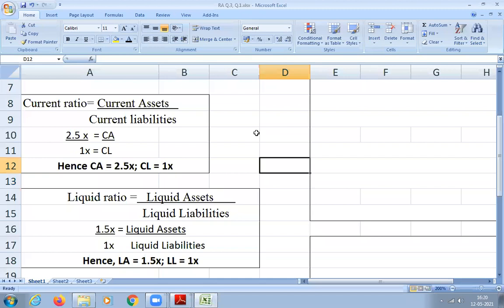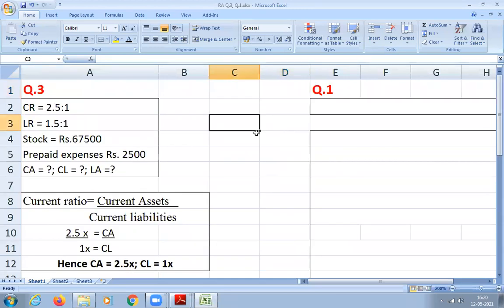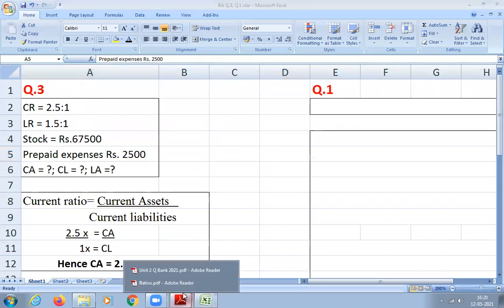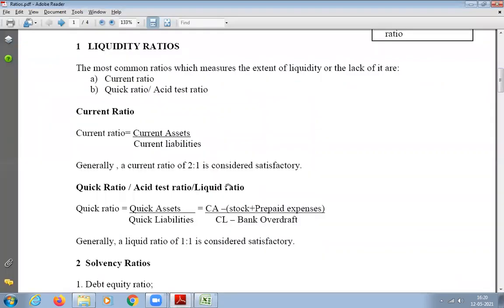And any other data he has given. He has given some data here. Can I use this data? Stock and prepaid expense. Where can I use this data? In which formula? Current ratio, sir. Yeah. Can you see the formulas I said yesterday?